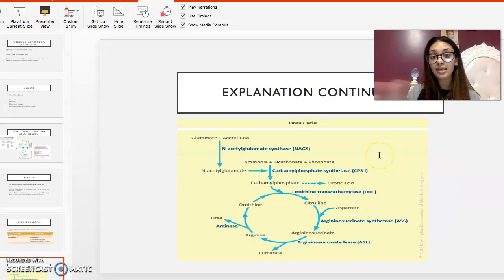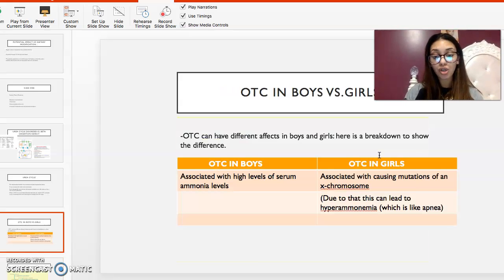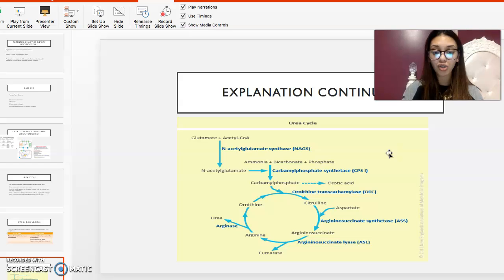So just an explanation of the whole urea cycle. I have a whole diagram. I know it's kind of hard to follow, but I'm going to help you through that now. We know that the carbamoyl phosphate goes to the mitochondria, which then leads to it escaping into the cytoplasm. From there, this leads to the synthesis of pyrimidine, and this causes an increased amount of orotic acid in the urine.